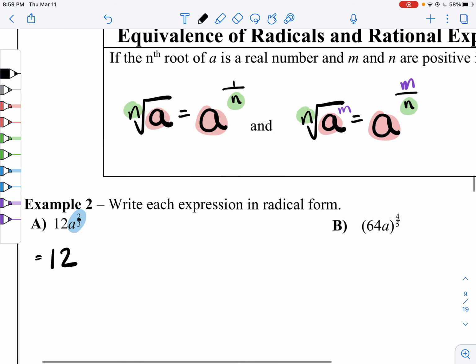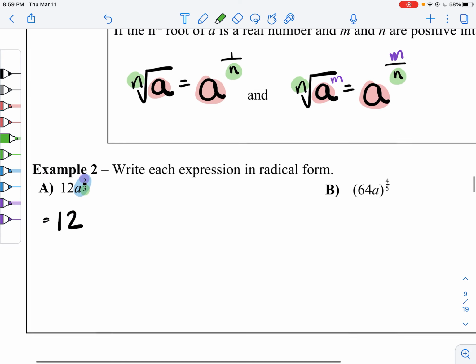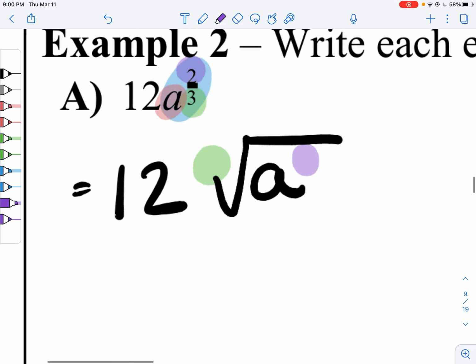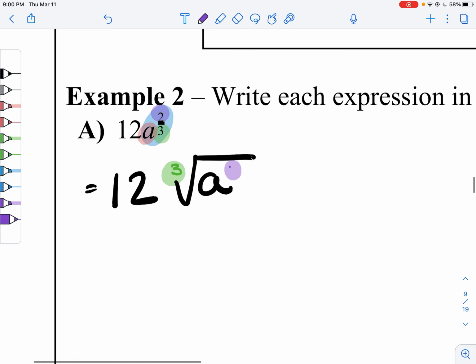And then let's look at our pattern. Here we've got the 2/3. So 2 is going to go on top, thirds is going to go on our bottom. We need to find our index. Our index is always going to be the denominator. And then we'll draw our radical symbol. Then we've got our radicand, which is the base, and our numerator is going to be our exponent. So this gives us the 3rd root of a squared.